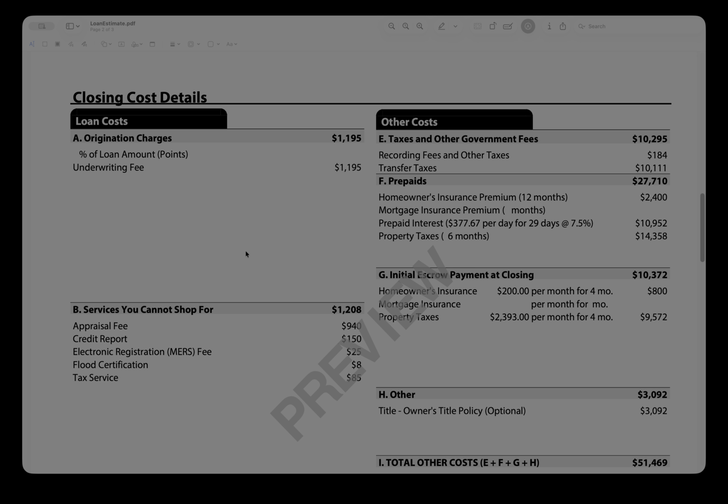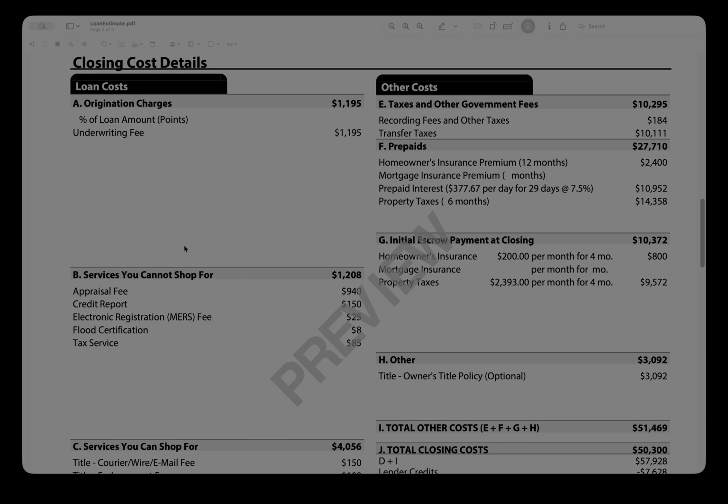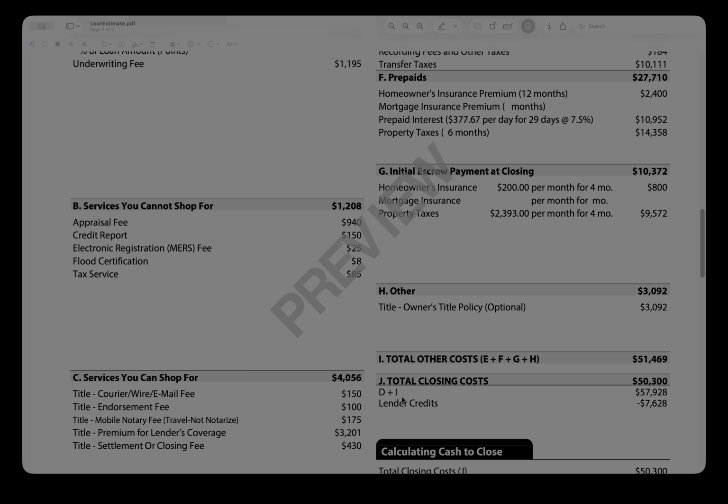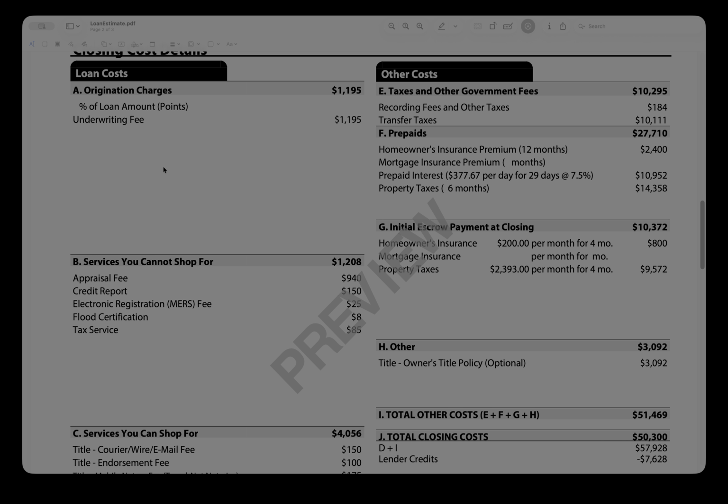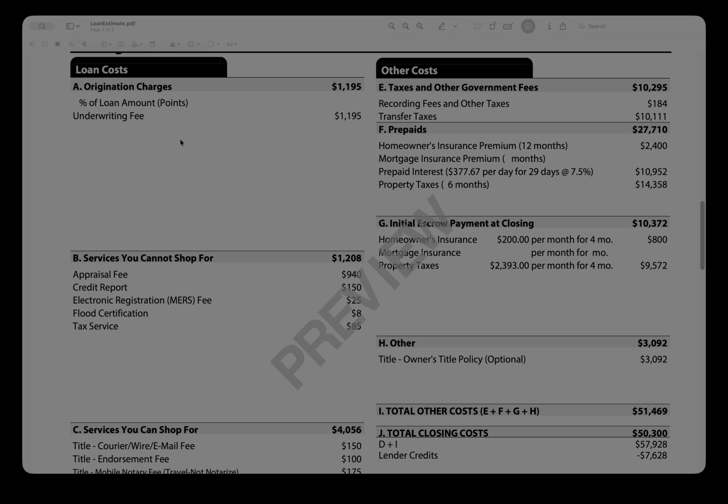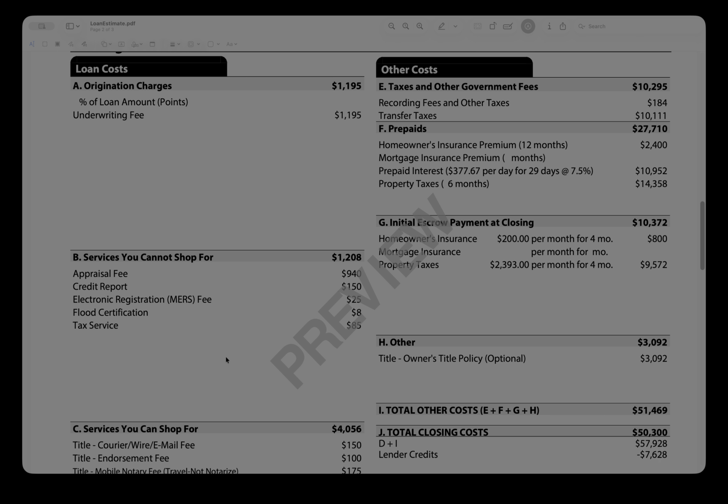This section of the loan estimate is divided into different sections. Section A, Section B, and Section J are the ones related to financing and lending. In this case, the underwriting fee is 1195. These are transactional charges that are being paid for the loan. And I selected a slightly higher interest rate, so the lender is giving 7,628 in lender credits. These three sections are the ones related to financing.